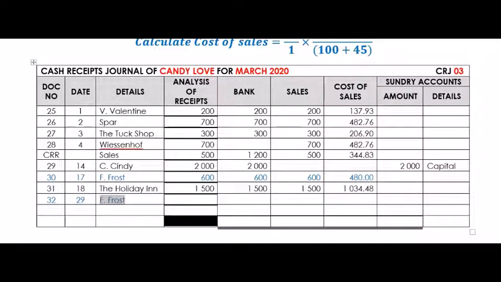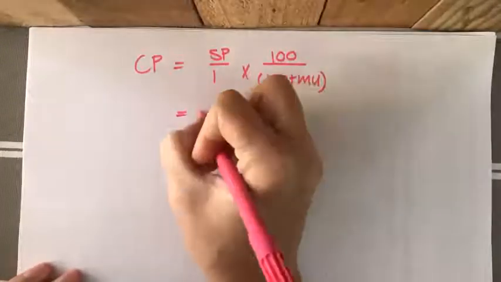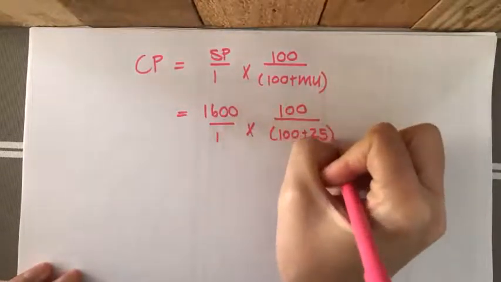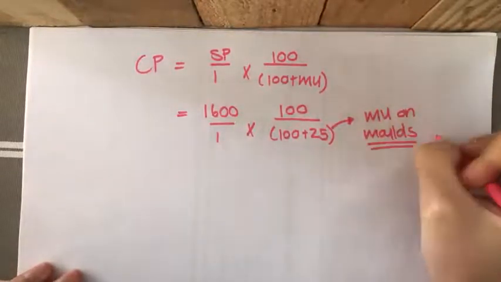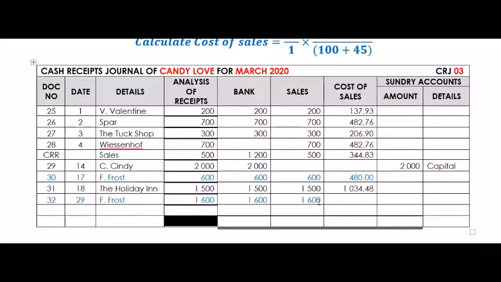It's on the 29th. F. Frost is the customer who paid us 1,600 Rand. It's the only transaction for the day, so put it in bank and in sales and calculate your cost of sales using a markup of 25%. And then you write your answer in the cost of sales column.